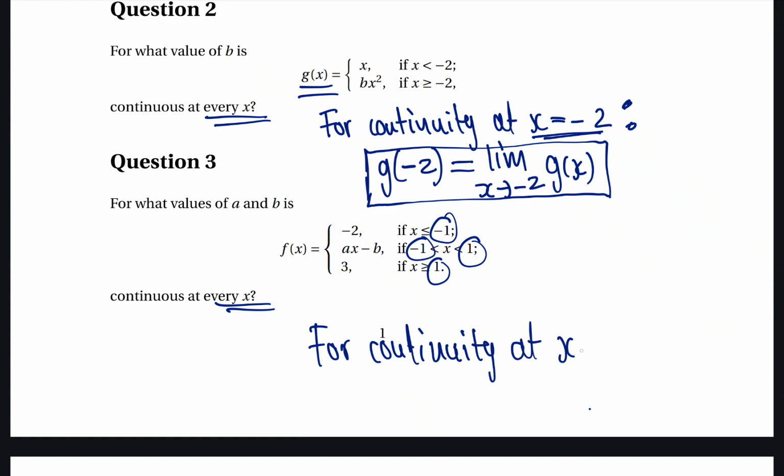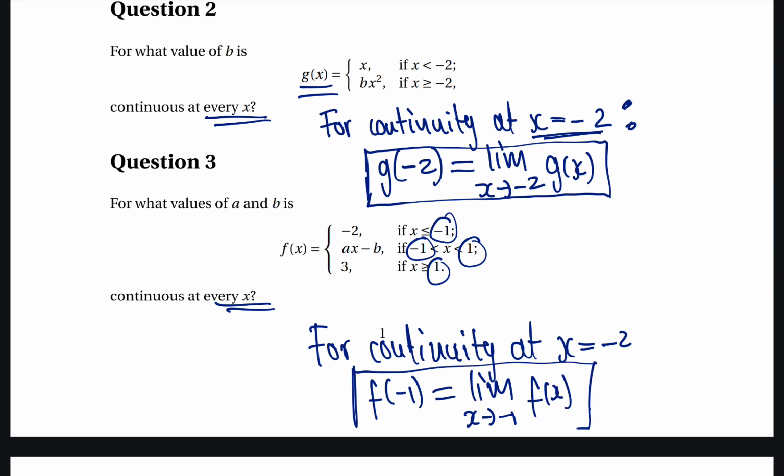So for continuity at x equal to -1, we'll now say f of -1 is going to be equal to the limit as x approaches -1 of f of x. Okay, it's all on -1. So we'll get f of -1. Then we'll get the limit as x approaches -1. We know that x approaching -1 is two-sided, but these are piecewise, so we do one side at a time. We'll say -1 from the left, then -1 from the right, then we'll combine.